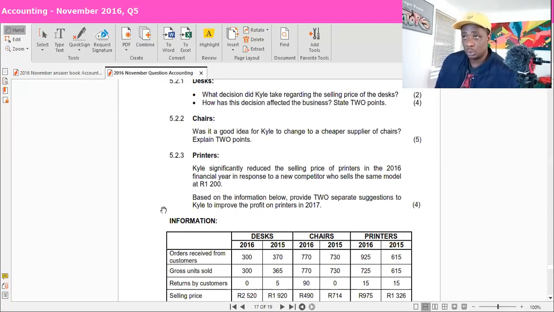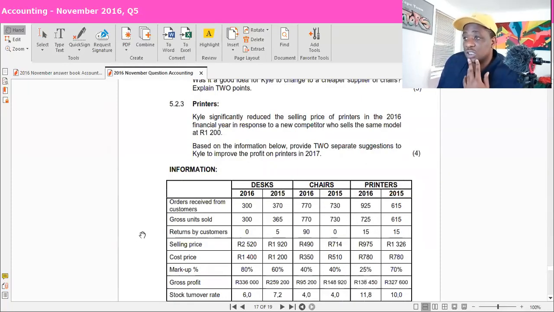But now you're looking at this: is it a good idea? If it's a good idea, how can I prove that it's a good idea? And if it's a bad idea, how can I prove that it's a bad idea? Let's go and look at the chairs.